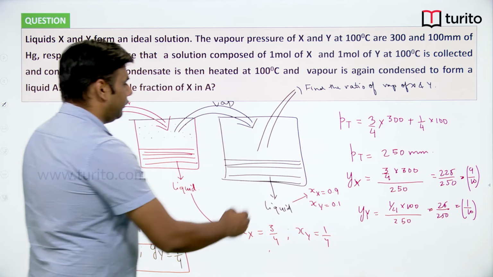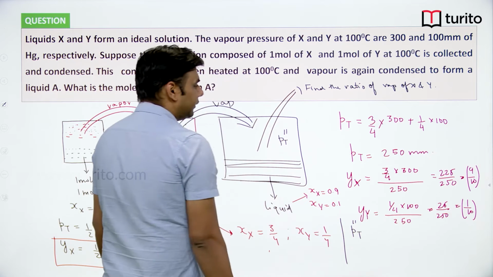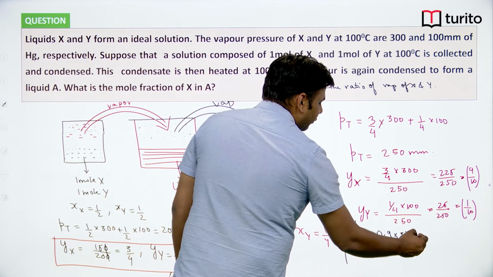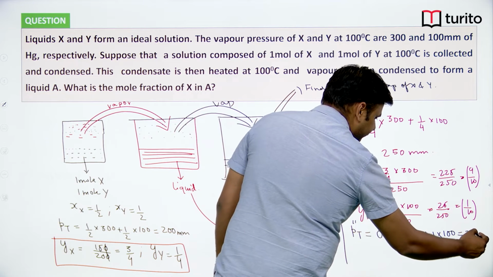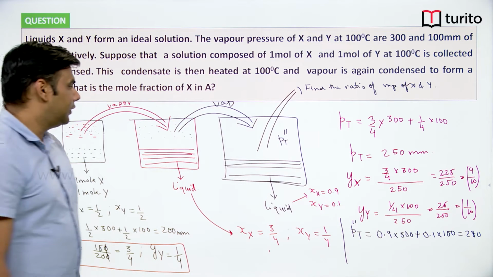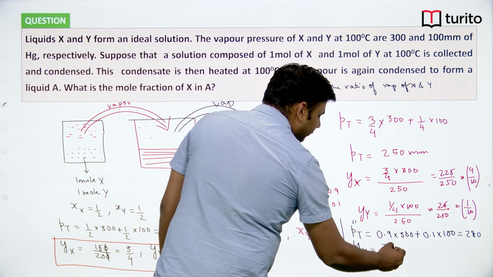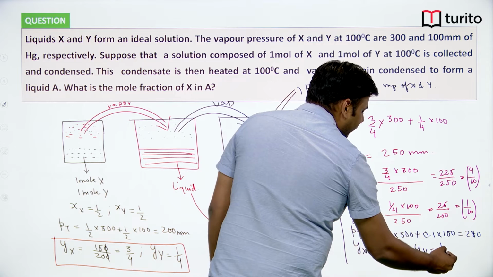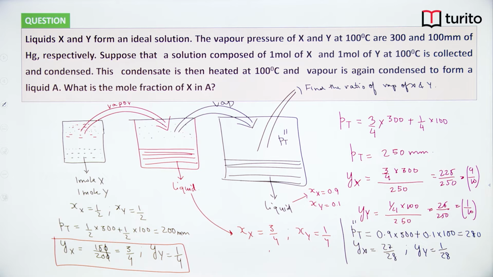And we'll take the ratio. Okay, so if you want to calculate that, we'll say that the total pressure exerted over here is suppose PT double dash. So this is PT double dash. So this would be the mole fraction of X into its vapor pressure plus mole fraction of Y into its vapor pressure. So this is 280 mm of Hg. Okay, so the mole fraction of X in vapor phase would be 0.9 into 300 divided by 280, so that would be 27 upon 28, and the mole fraction of Y in the vapor phase would be 1 upon 28. Okay, so we can say that the ratio of Yx upon Yy is 27. Okay, so this could be another question.